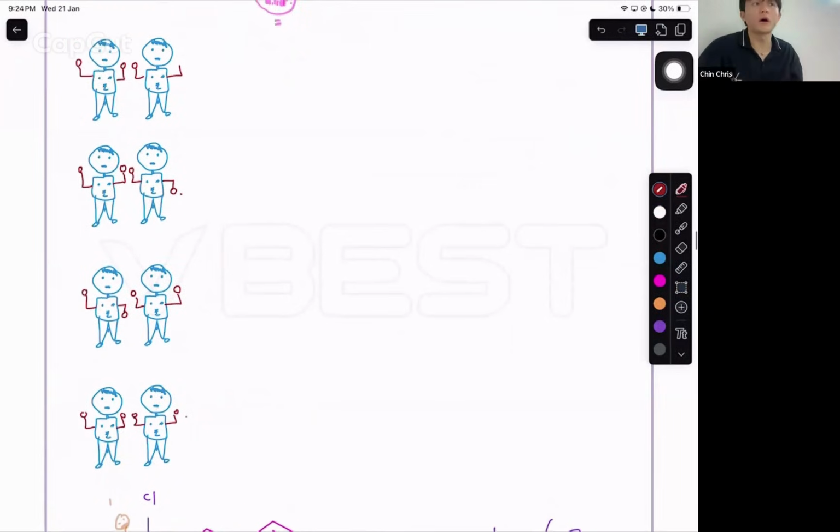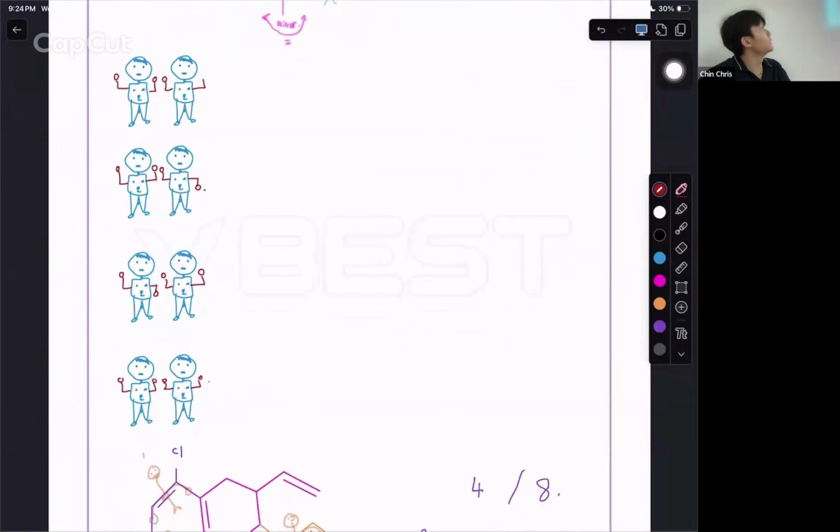That's where your 2 to the power of 2 comes from. Last one is a trans. Sorry, last one is a trans. Thank you. Last one is a trans. My bad.